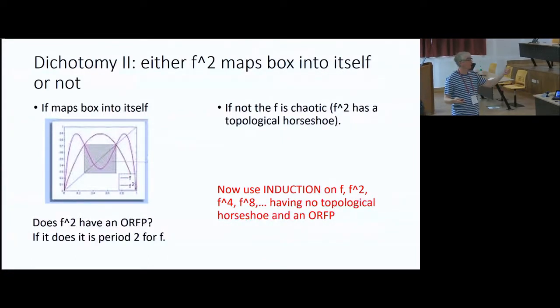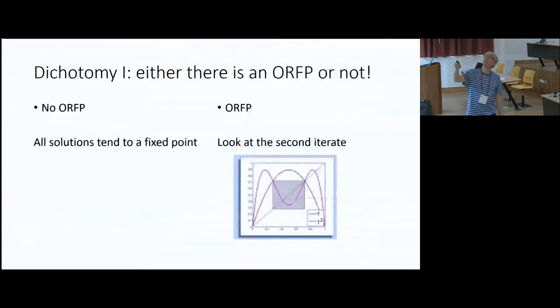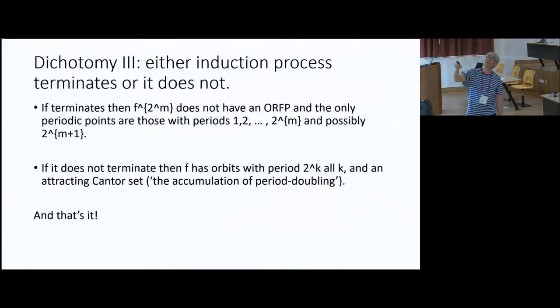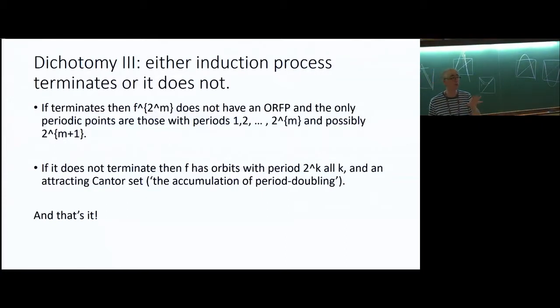That was it. Okay, because we just had dichotomies, there were never other choices. It's either this or this or something that I haven't thought of. Either you have an orientation reversing fixed point or you don't. Then either the map was chaotic or the 2 to the kth iterate maps a smaller interval into itself. And then either the induction process terminates or it doesn't. So in all cases, we never had choices. We had simple dichotomies. In the original one, there was no orientation reversing fixed point. That was a stopping rule. There's nothing else interesting. We just got the fixed points in that interval.